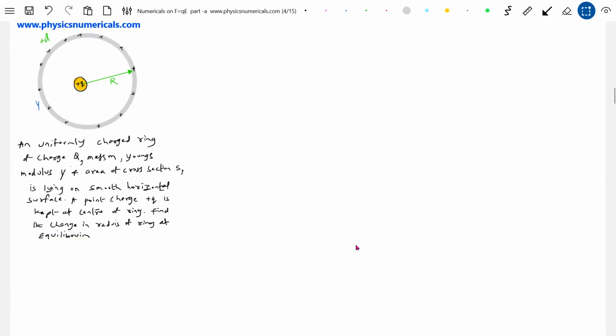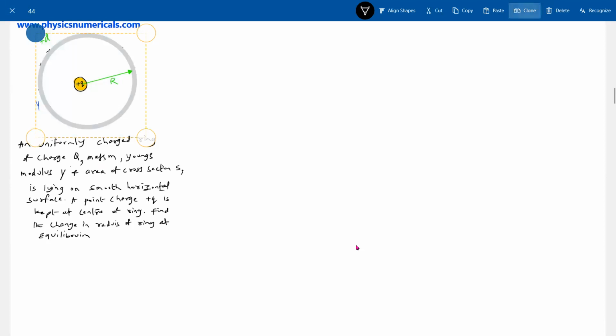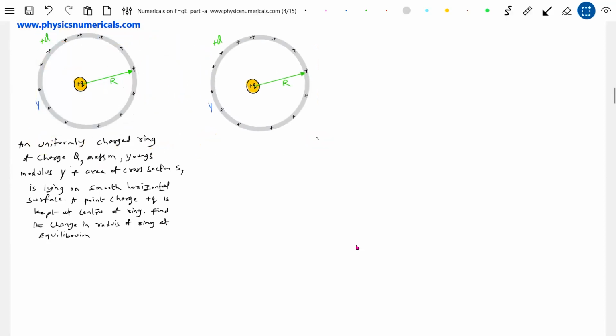Why does the change in radius come? So if I take this, okay, there's a ring. Let me take an arc. Let me take a few. How will the electrostatic force be acting? Radially outward. Why radially outward?